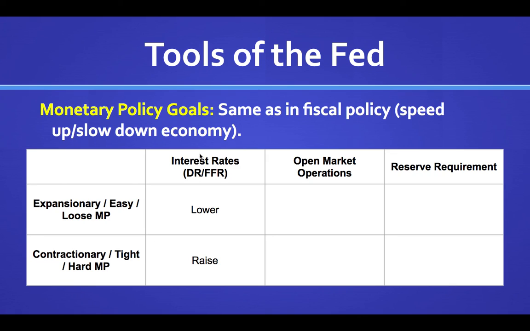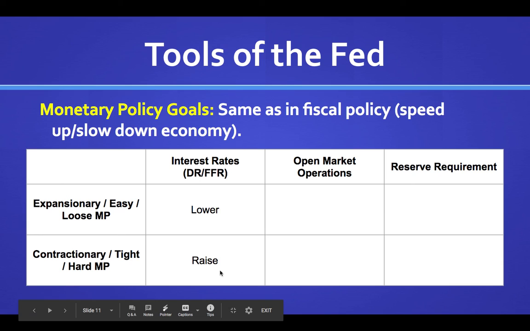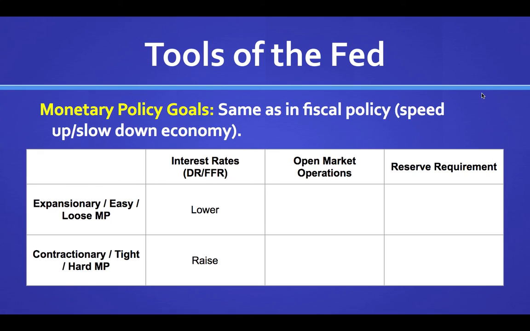All right, so that's the discount rate. In class, we'll talk about something called the federal funds rate on Monday. But if you can get the discount rate, then you're in great shape. So lower for expansion, raise for contractionary monetary policy. All right, let's go to the second tool.